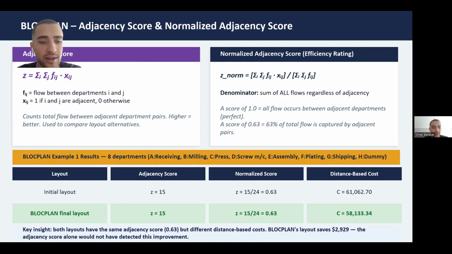So the normalized score tells you what fraction of total flow is captured by adjacent pairs. A score of 1 is perfect. All flow occurs between adjacent departments. A score of 0.63 means that 63% of total flow is adjacency captured.